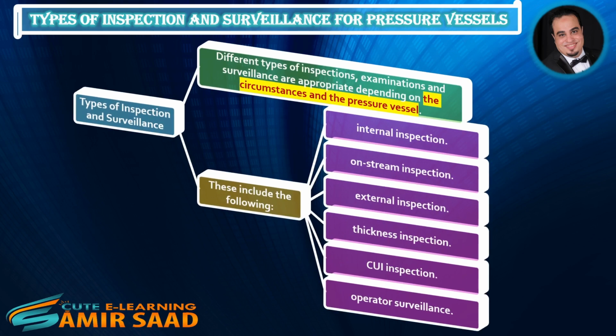Types of inspection and surveillance. Different types of inspections, examinations and surveillance are appropriate depending on the circumstances and the pressure vessel. These include the following. Internal inspection. On-stream inspection. External inspection. Thickness inspection. Corrosion under insulation inspection. Operator surveillance.